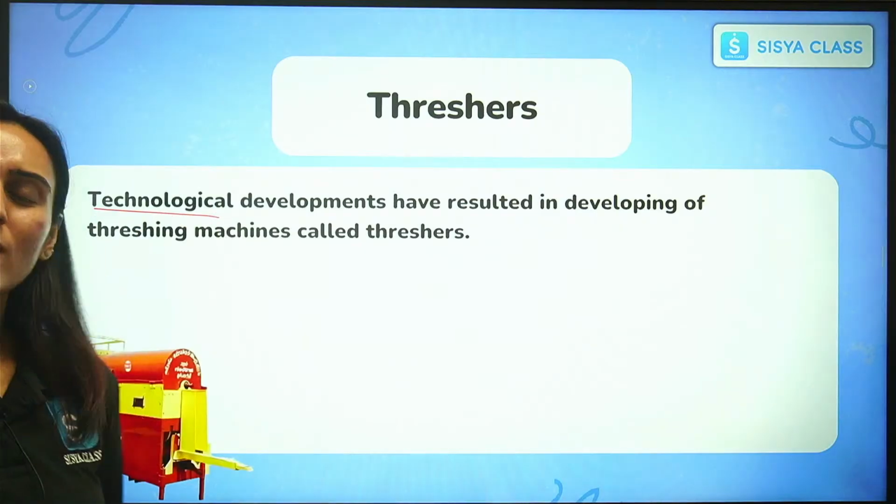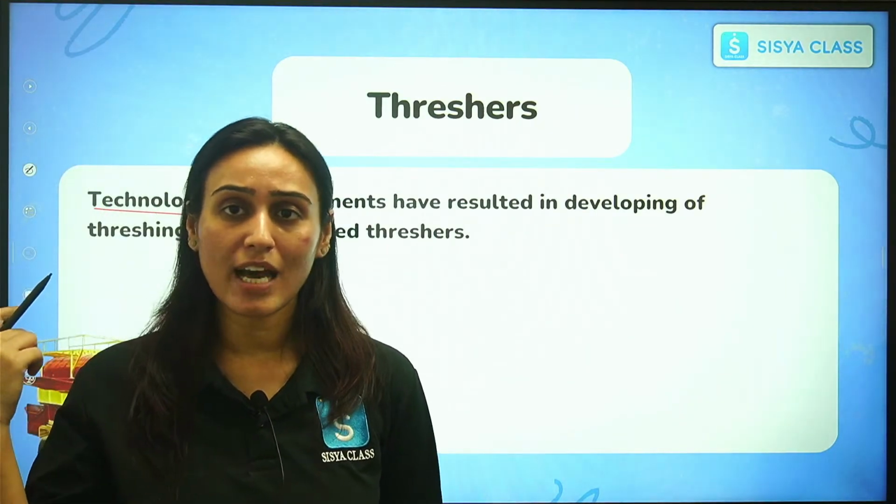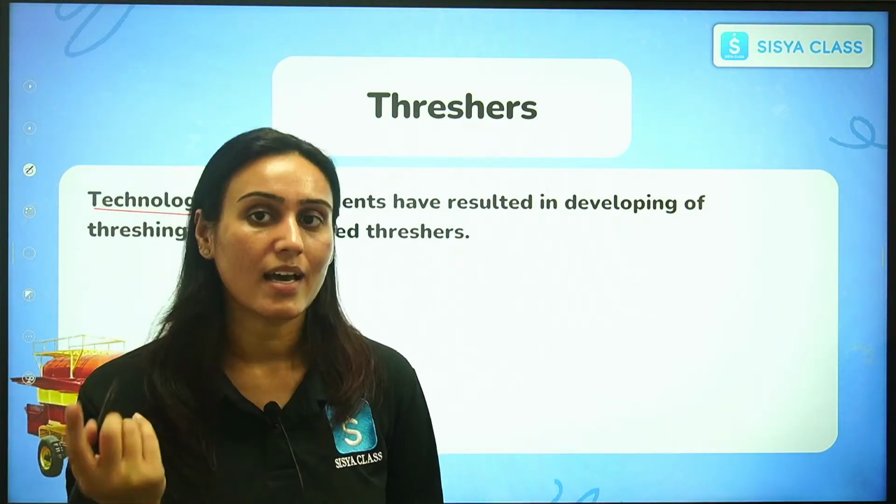we don't have to do these two processes separately. Which two processes? The threshing that we have done in the beginning, in which we were separating out the grains from the stalk. I hope we remember.